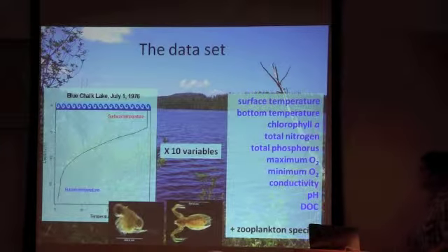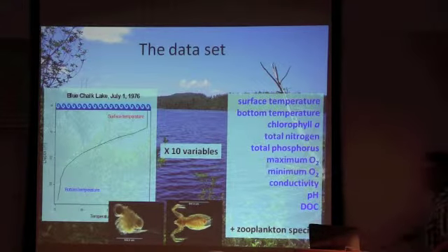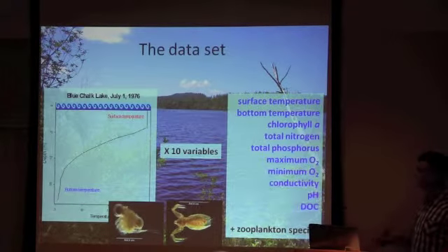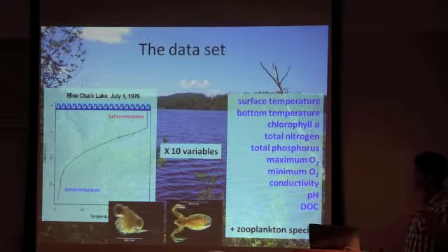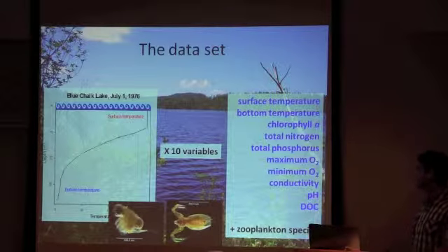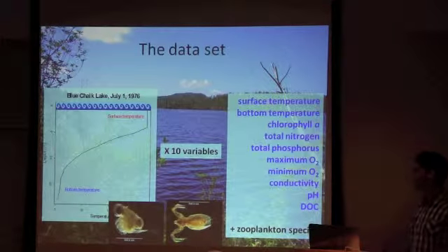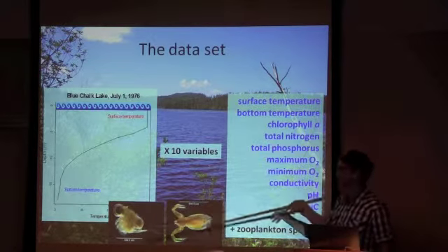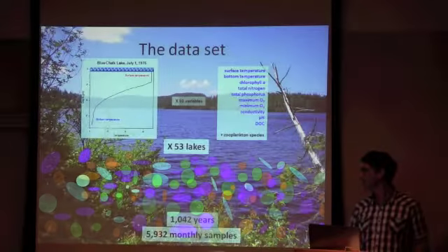In all these data sets we have observations through time on, in addition to surface and bottom temperature, chlorophyll a, which is the abundance or biomass of algae, phytoplankton in the water column, total nitrogen, total phosphorus, two major nutrients that limit growth of plants, the vertical maximum and minimum of dissolved oxygen, conductivity, salinity, pH, and dissolved organic carbon, which comes mainly from decomposing terrestrial vegetation and has a bunch of different effects on aquatic ecosystems. And we also have observations of zooplankton species through time. So also measuring the abundance and diversity of the kinds and numbers of crustacean zooplankton, such as these ones.